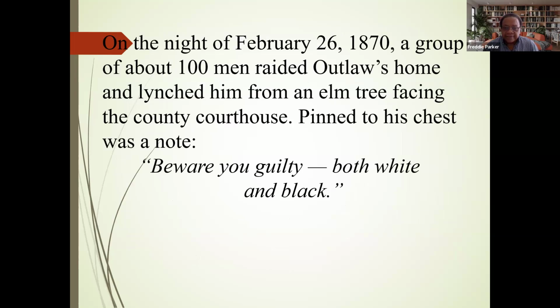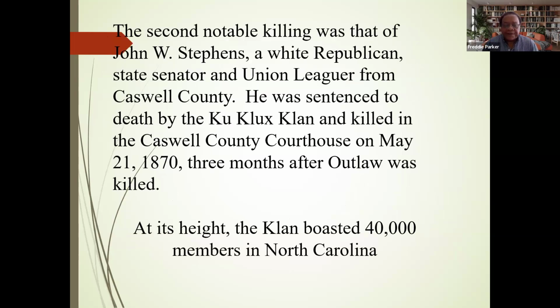They pinned this to his chest: beware you guilty, both white and black. If you remember the Union League, whether you're black or white, if you're Republican, then you are guilty. Not very long after the assassination of Wyatt Outlaw was the killing of John W. Stevens. Stevens was also a member of the Union League. He was white, Republican, from Caswell County, a county that borders Alamance County. He was actually sentenced to death by the KKK. They kidnapped him, put him on trial, and executed him right there in the courthouse. At its height, the Klan boasted about 40,000 members in North Carolina.